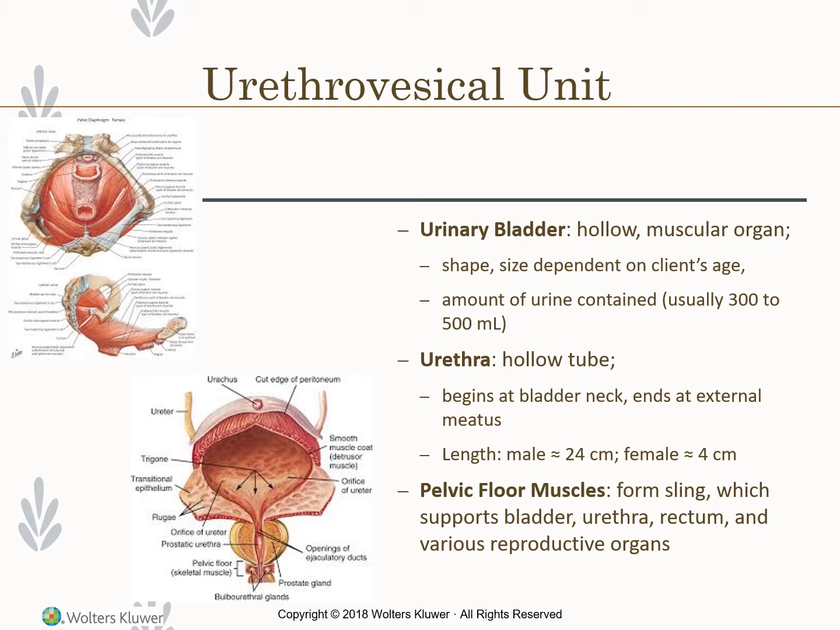The female urethra extends about 4 centimeters, 1.5 to 2 inches from the bladder neck to the external meatus anterior to the vagina. The pelvic floor muscles constitute the final part of the urethrovesical unit. These muscles form a sling that supports the bladder and urethra, rectum, and some reproductive organs.